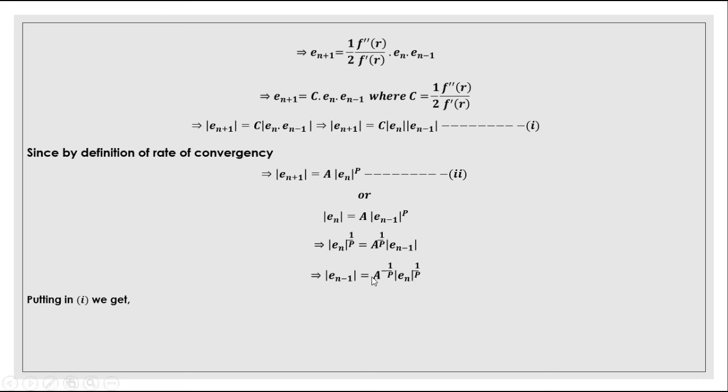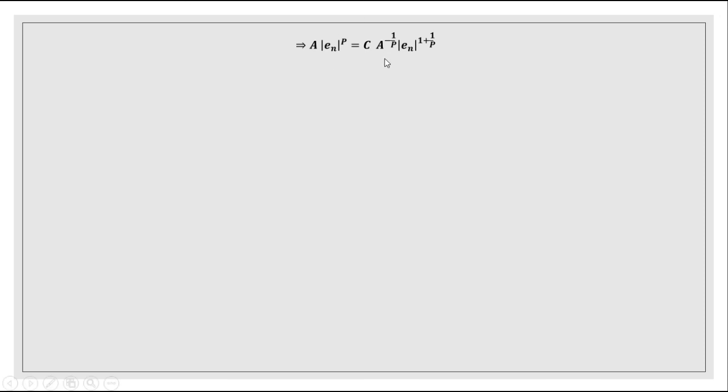Now putting this value in this one, replacing |e_(n-1)| by a to the power minus 1 over p, |e_n| to the power 1 over p, we will get c times |e_n|, a to the power minus 1 over p, |e_n| whole raised to the power 1 over p. And again, substituting this in equation number 3, replacing |e_(n+1)| by a |e_n| whole raised to the power p, we will get this.